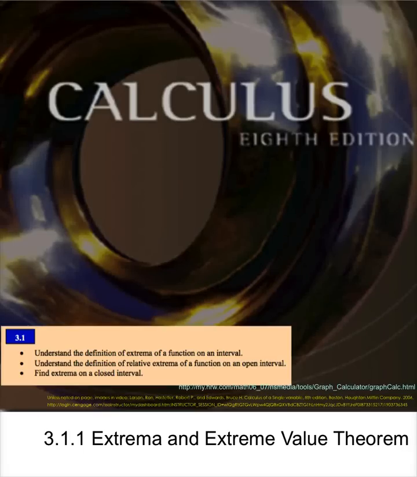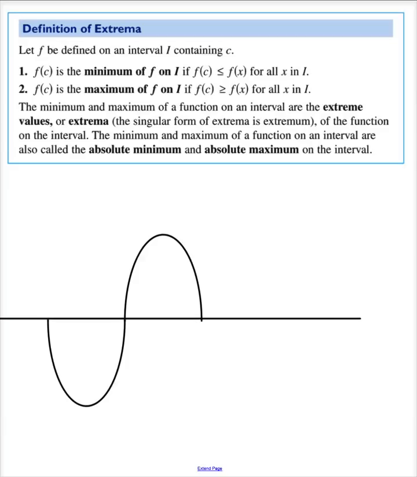Let's discuss extrema and the extreme value theorem. First, we need to define extrema. Suppose I have a function f defined on an interval I, and that interval contains a point c. Then my functional value, f of c, is a minimum if it is less than or equal to all of the other functional values on the interval.